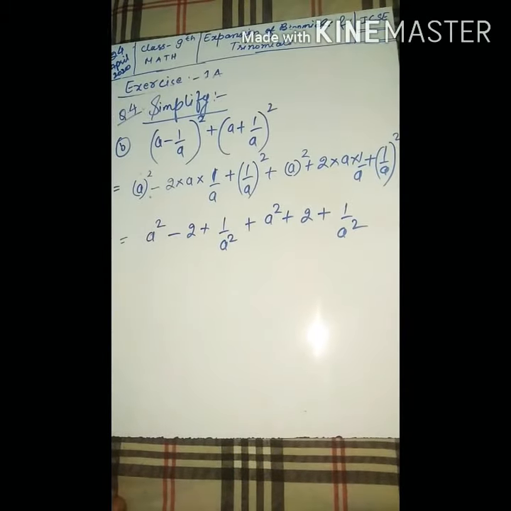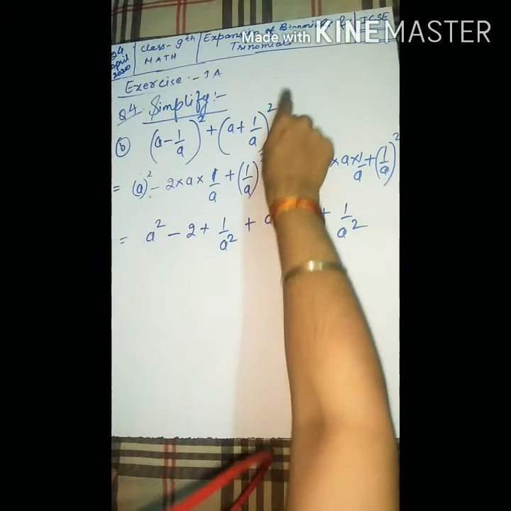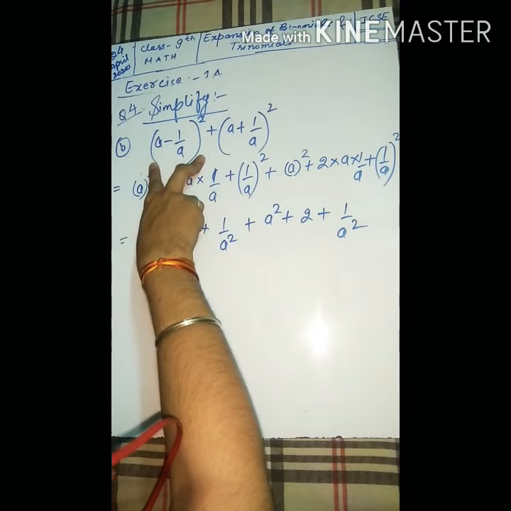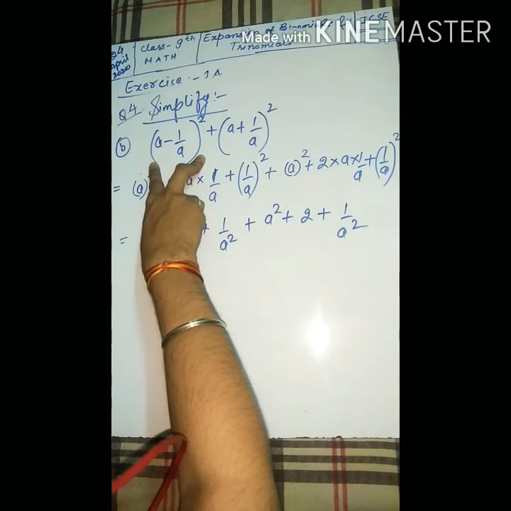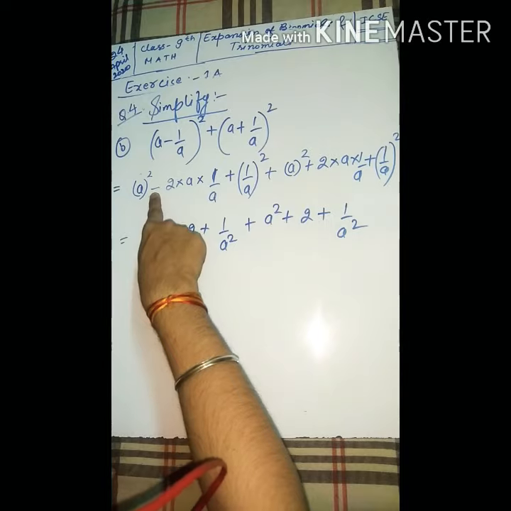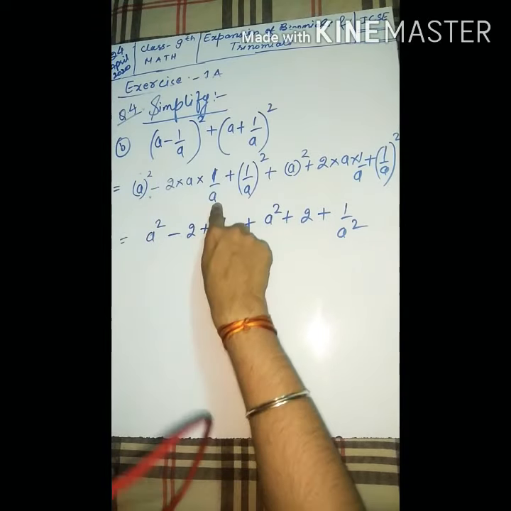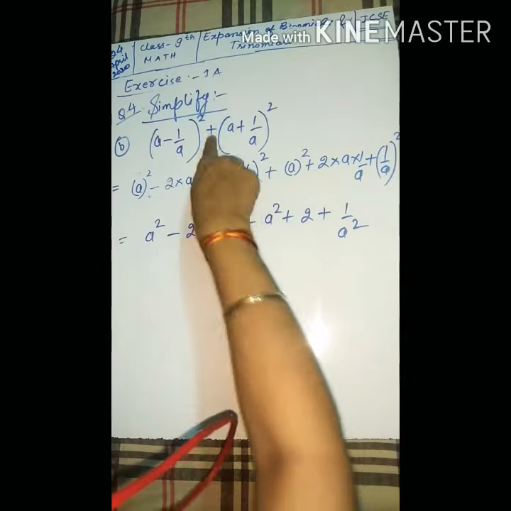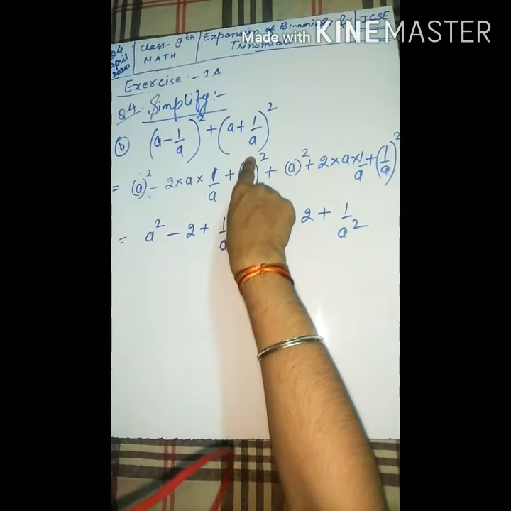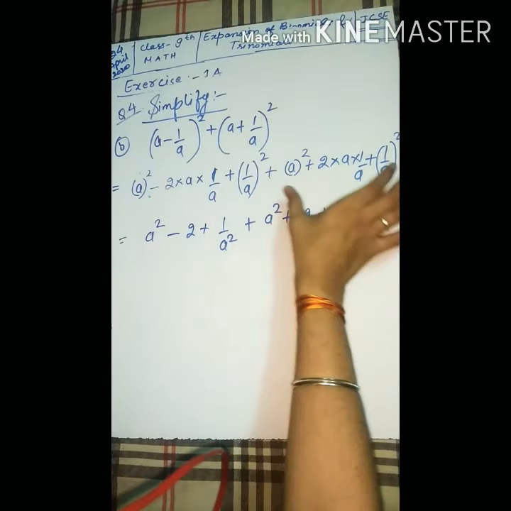Alright, now let us head to the fourth question, which says simplify. We have to simplify the sum. This is the B question I'm doing, which says a minus 1 upon a whole square plus a plus 1 upon a the whole square. Here in the introduction I have stated the identity for this one. So it will be a square minus, this is the minus case, minus 2ab, 2 into a into 1 upon a, plus b square, then this plus sign, then again we have to use the identity here. So when we open this, we'll get this one.